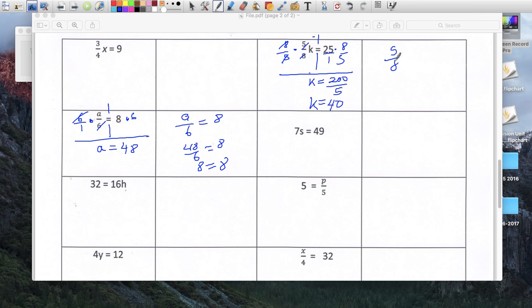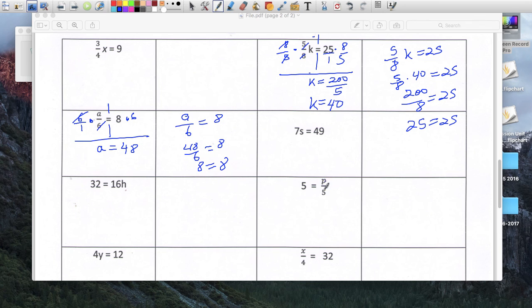Substitute 5/8 of k equals 25. Let's see if that's true. So 5/8 of 40 equals 25. I have no idea. 5 times 40 is 200. If I divide that by 8, is that equal to 25? Well, 200 divided by 8 is 25, which equals 25 on this side.